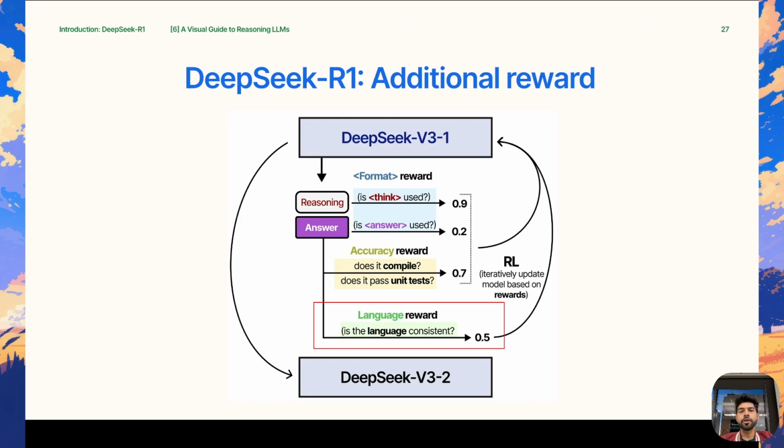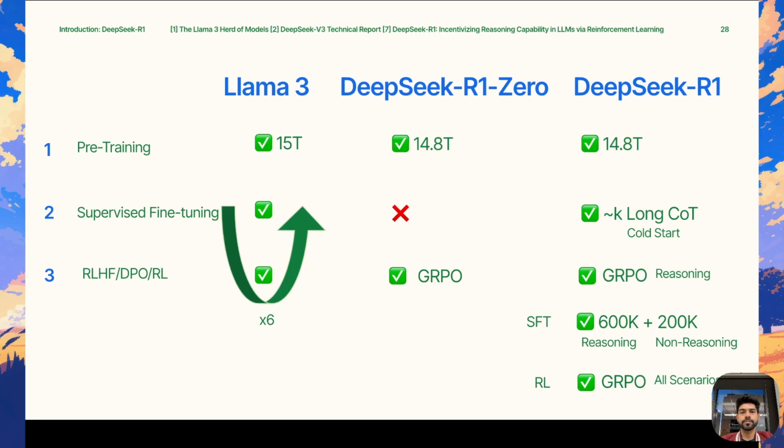Next, they introduced a new reward in the GRPO stage that explicitly checked whether the output was generated in a single language. Finally, they reinforced fluency and consistency through an additional SFT stage, this time with many more examples, combining reasoning and non-reasoning tasks. This was followed by one last round of GRPO training.